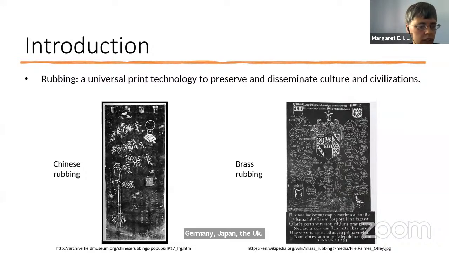In China, the evidence shows that the earliest rubbings can be dated to the Tang Dynasty, which was from 618 AD to 907 AD. In the UK, brass monuments first appeared around the 13th century, and rubbings were introduced at a later time. Here you can see two examples of rubbings taken from stone or brass exemplars.